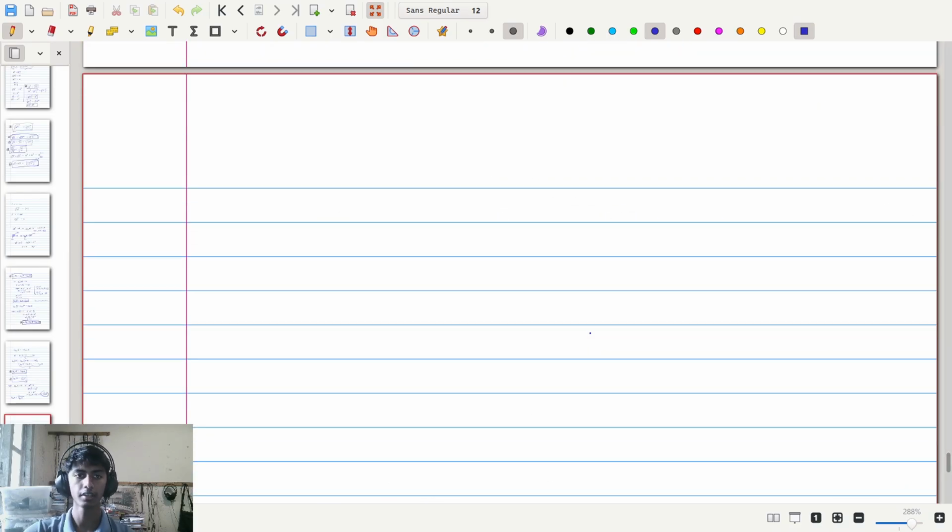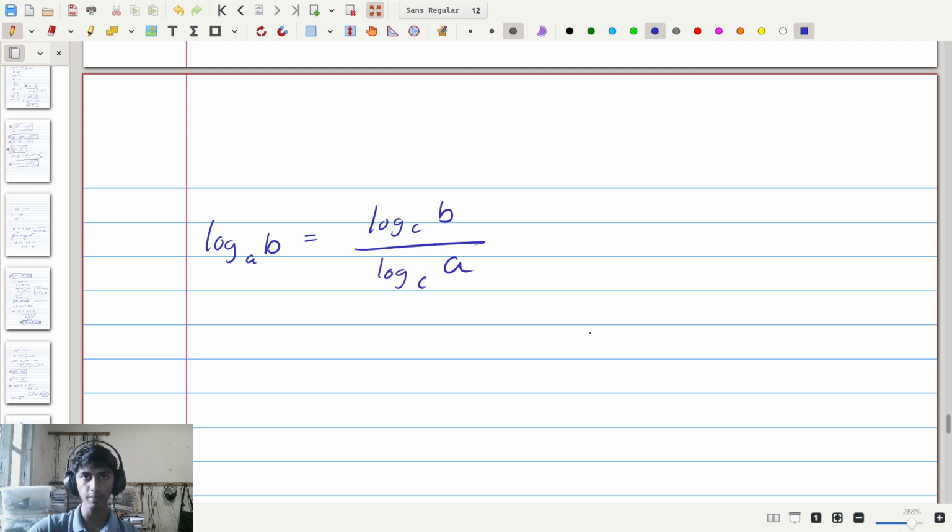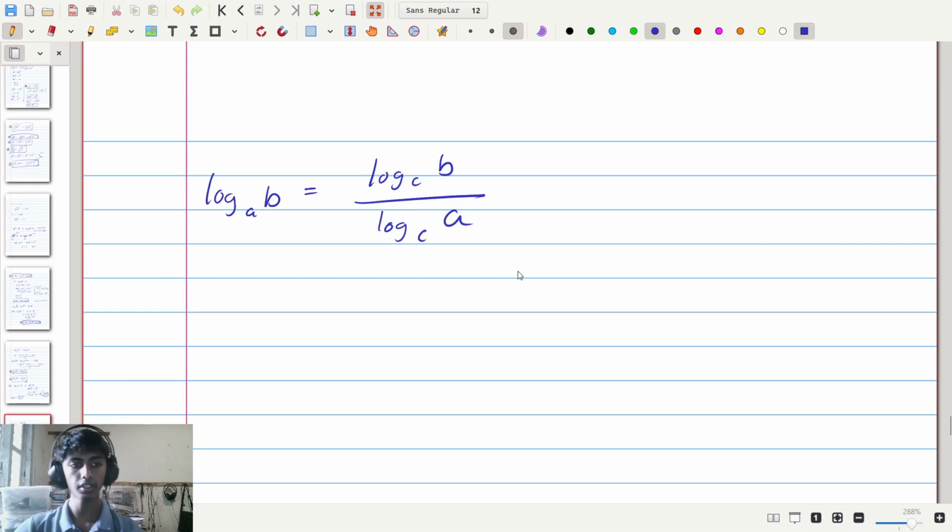Another handy one is that the log base a of b is equal to the log base c of b divided by the log base c of a, provided a, b and c are valid numbers to substitute into this log equation. We can prove this one easily as well. If we just rewrite the first thing as some value, right?